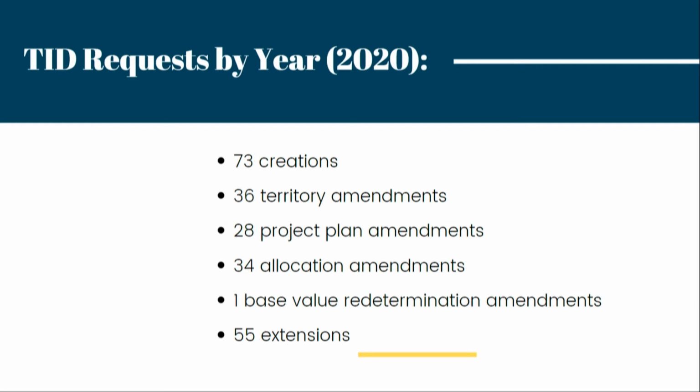And I'm not going to get into the details of all of that tonight. We will get into the details of that in 2 weeks when we go through the project plans, but just as it relates: 28 project plan amendments in 2020 throughout the state, 34 allocation amendments, that could be TIDs switching what TIDs they donate to, would be an example of that, 1 base value redetermination amendment, and 55 extensions.